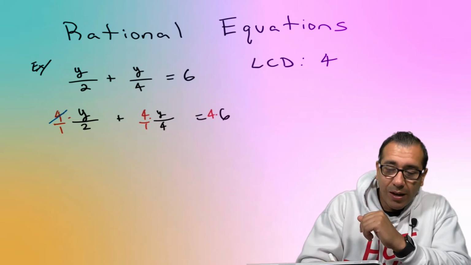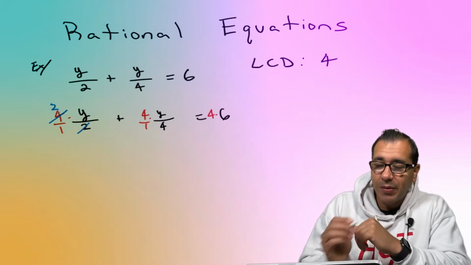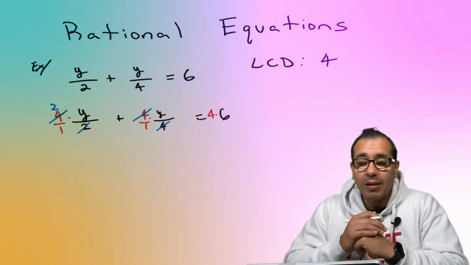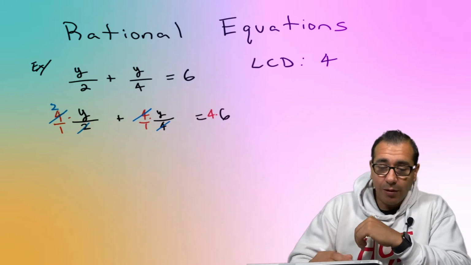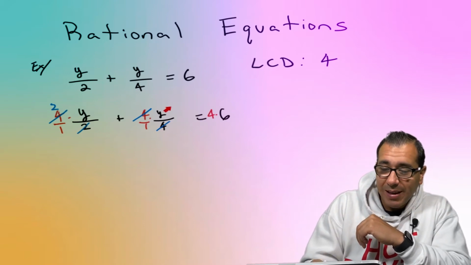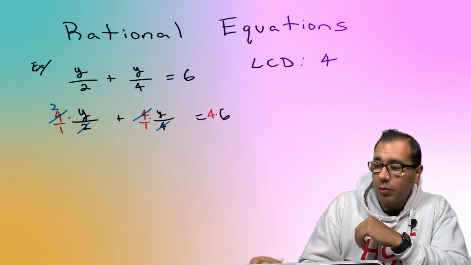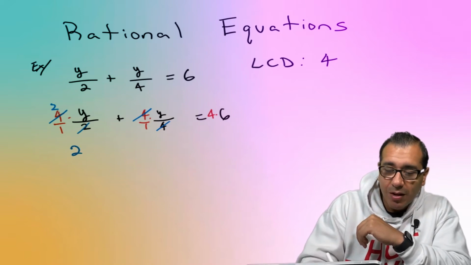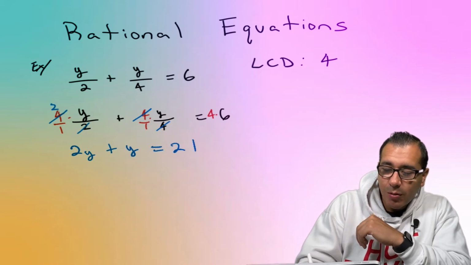So 4 divided by 2, that's going to leave us with 2. And then these 4's over here are going to cancel. So what are we left with? Here we're left with the first piece, 2y. Here we're left with y, and here we're left with 24. So let's go ahead and rewrite this: 2y plus y equals 24.